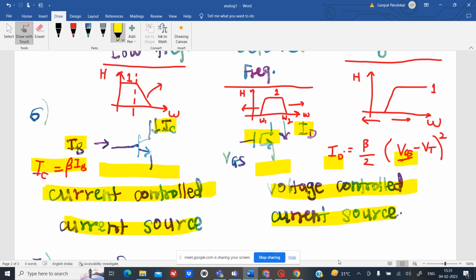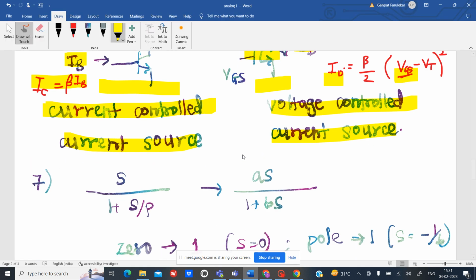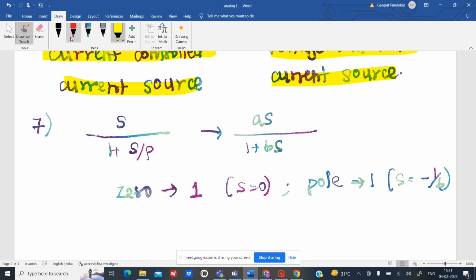Okay. So we will go to the next question, that is question 7. How many poles and zeros are there in the first order passive high pass filter? We will first see the transfer function of the high pass filter. You can represent the high pass filter as a capacitor C connected to a resistance, with Vi applied to the capacitor and the output generated across the resistor. So this is my C, the capacitor, and this is my R.